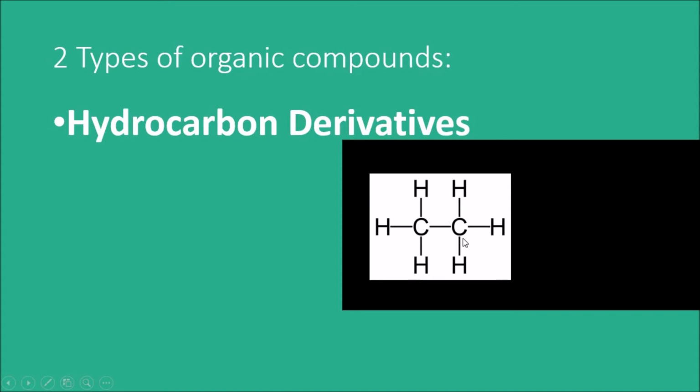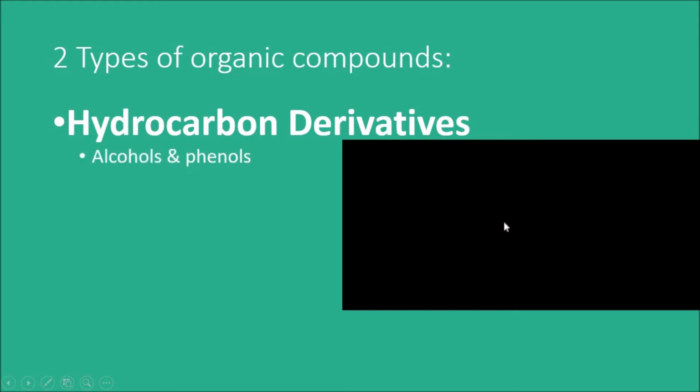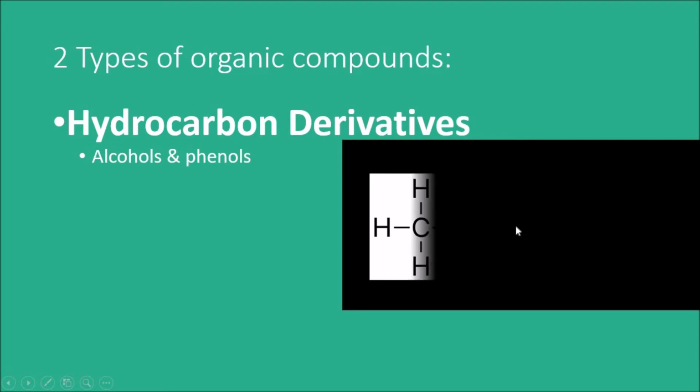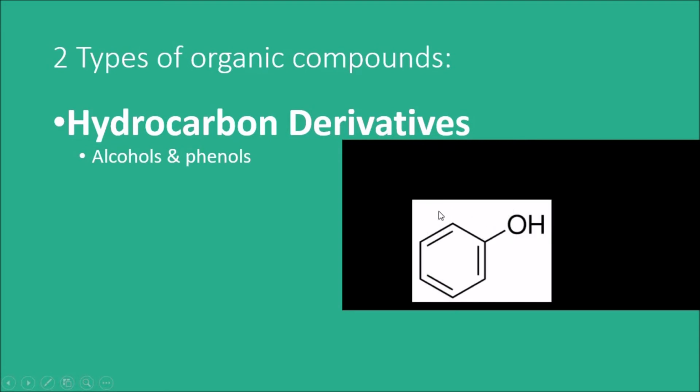Now this is a hydrocarbon. It's a saturated aliphatic hydrocarbon, but if we knock off this hydrogen and replace it with a hydroxide, we get an alcohol, an aliphatic alcohol. And here, if we replace that, we get an aromatic alcohol, which is a phenol, a phenyl group attached to a hydroxyl group, a phenol.